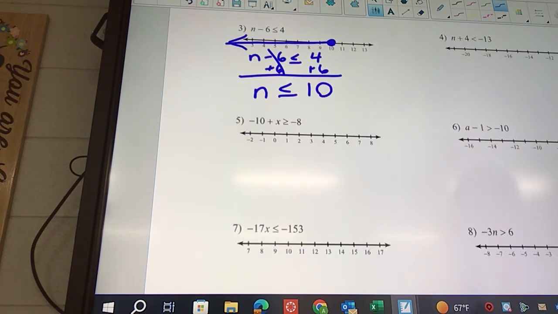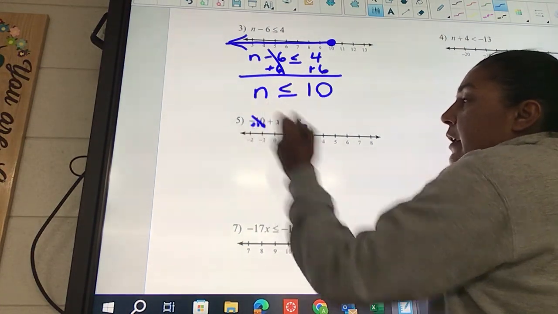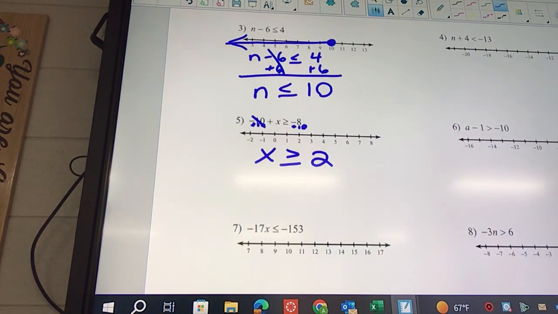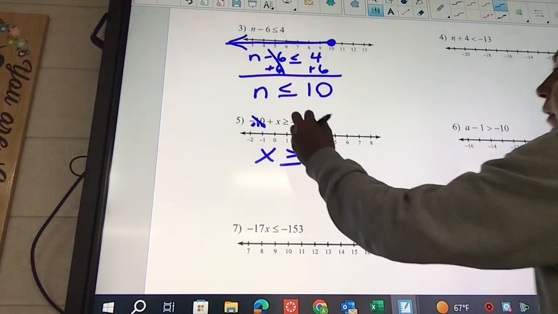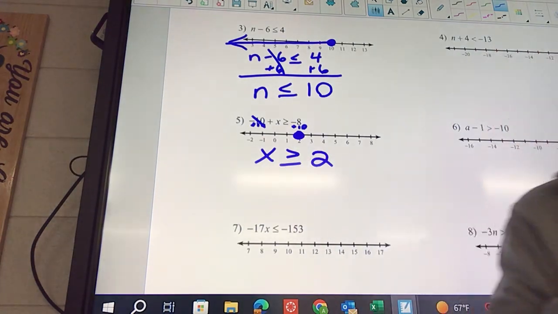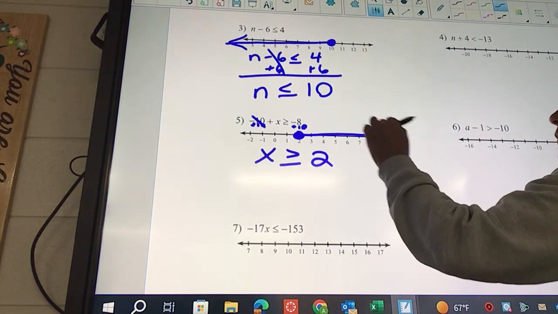Look at number 5. What needs to be moved? The negative 10. If you don't want to rewrite your equation for these smaller ones, you can leave it up there and just draw super tiny. So we're going to get a positive 2. On the 2, is it going to be an open or closed dot? It's going to be a closed dot. And this says x is, are we touching the bigger or smaller part first? Bigger, so which way am I going to go? To the right.